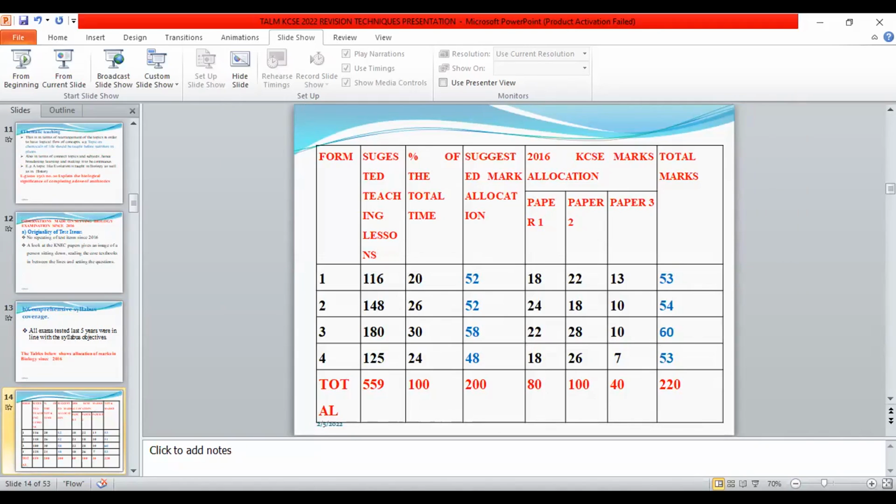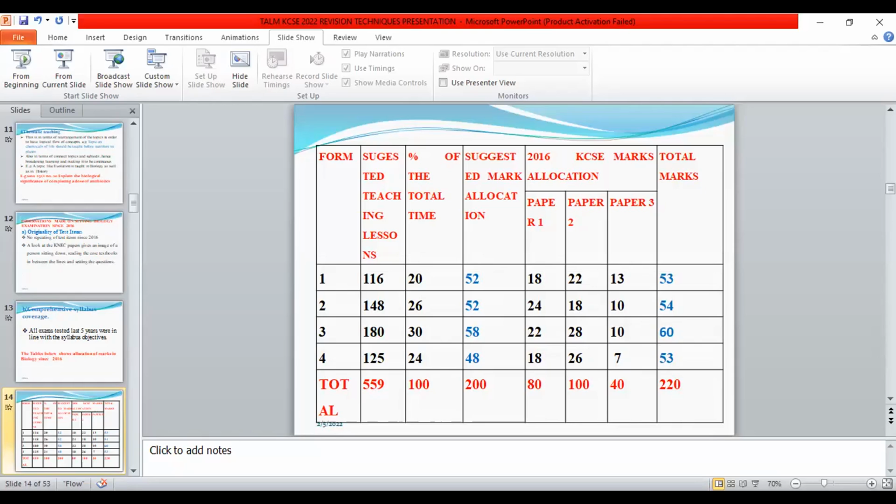So normally, we have Form 1 work having 116 40-minute lessons. So those are the number of the lessons we spend teaching Form 1. This accounts to only 20% of the total time that is spent by the biology student doing biology.